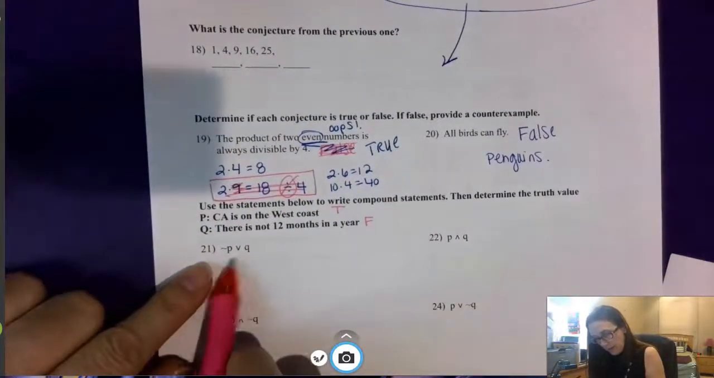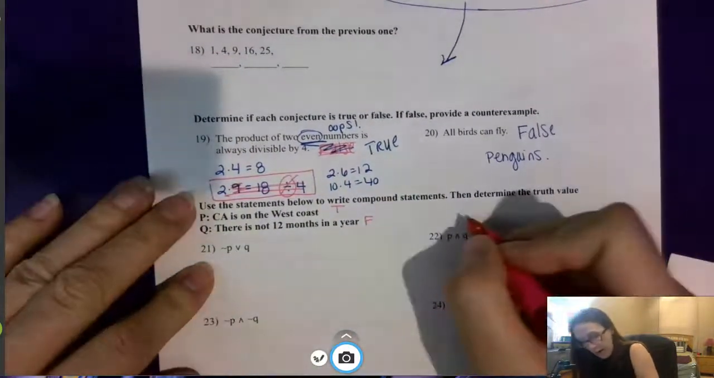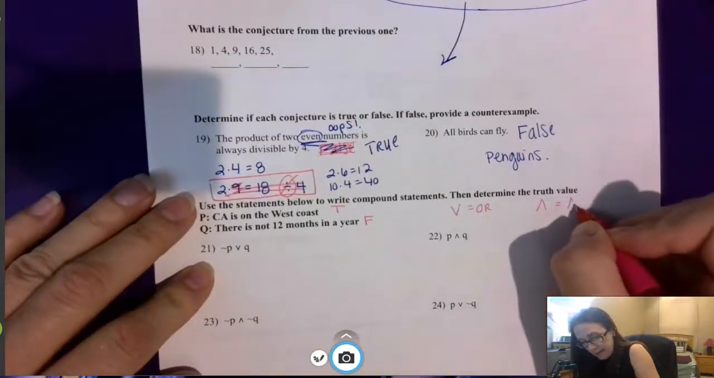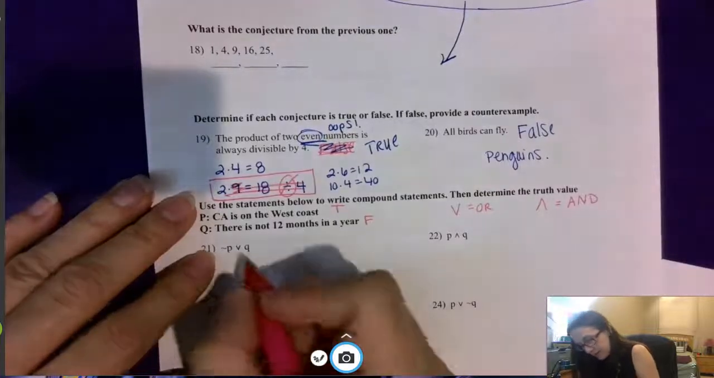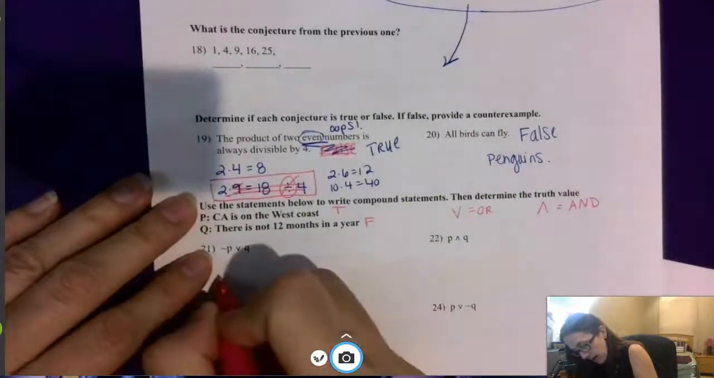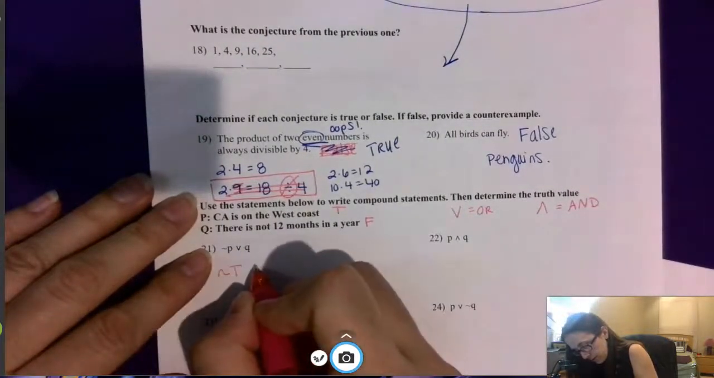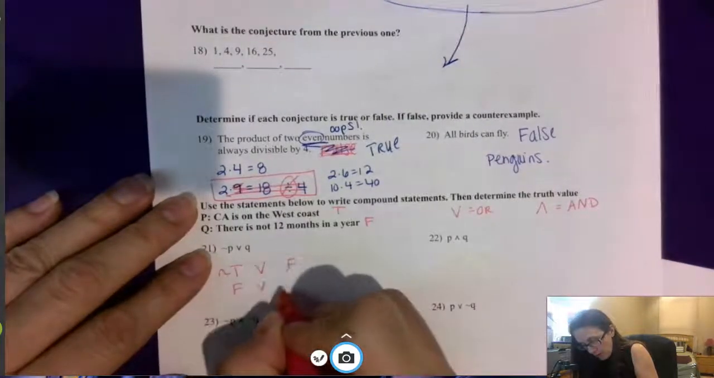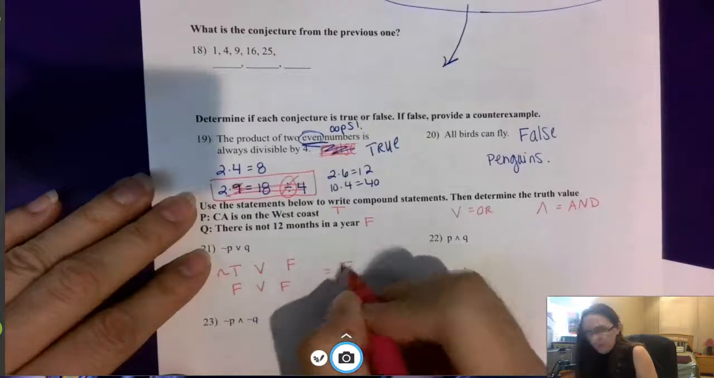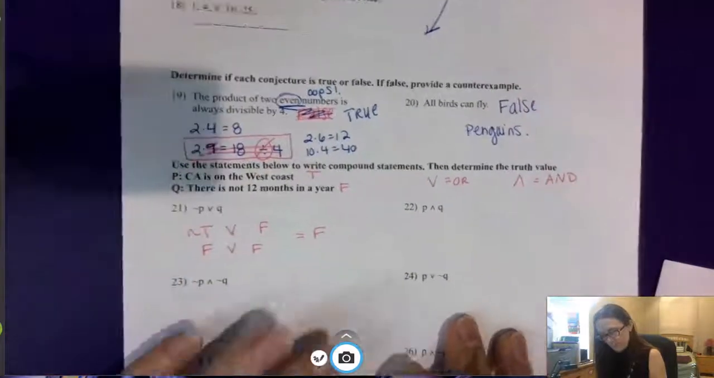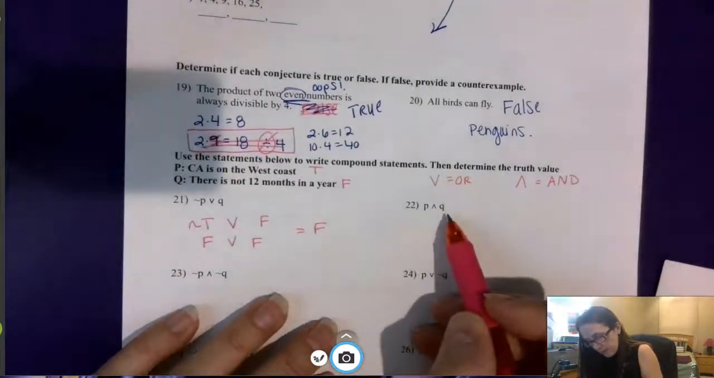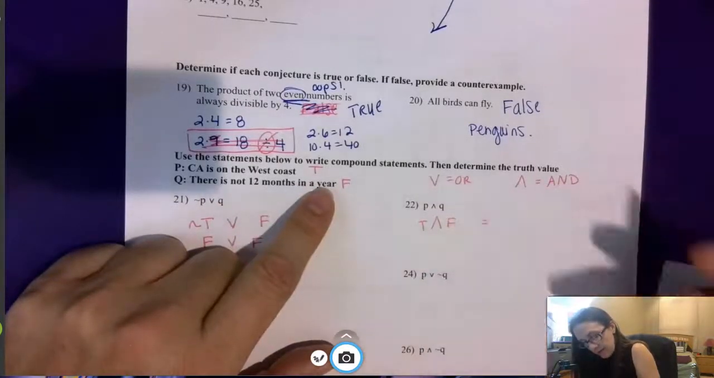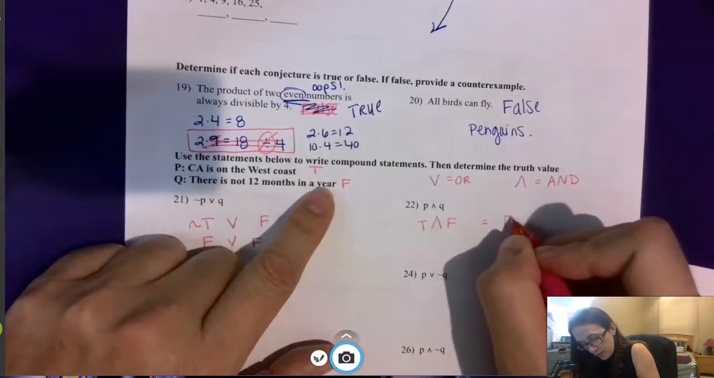Okay, so this is not P. Remember, upside down is or, right side up is and, like an A. So this means technically not true or false. Well, not true is false, or false, which is false. P and Q, well, these are up here. True and false is false, because you need them both.